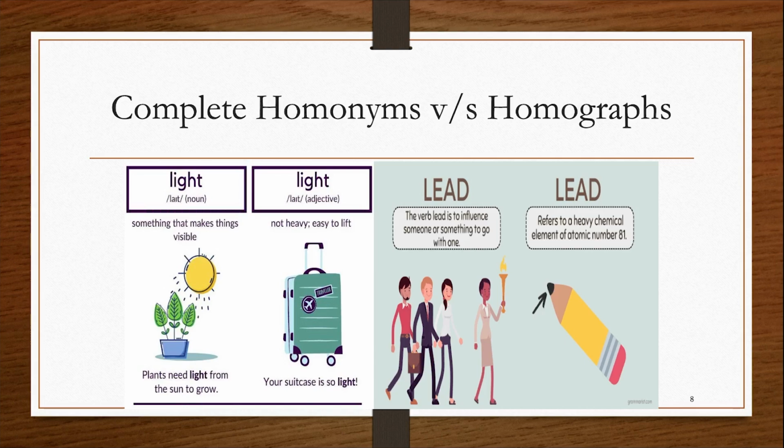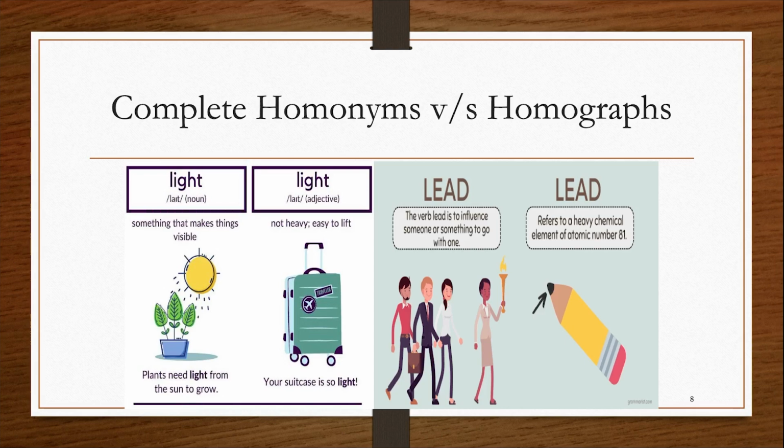Now complete homonyms versus homographs. Light and light. Here both words have the same spelling, however their meanings differ. Same spelling along with same pronunciation. First, light is a noun, that means something that makes things visible. The plants need light from the sun to grow. Whereas something which is light is not heavy or is easy to lift. Your suitcase is so light.